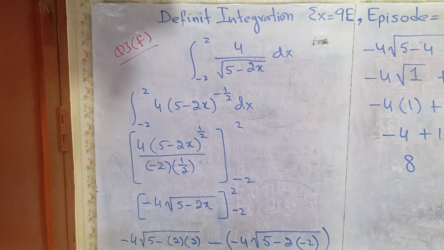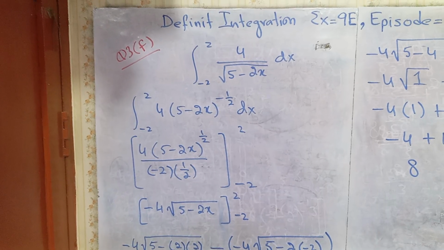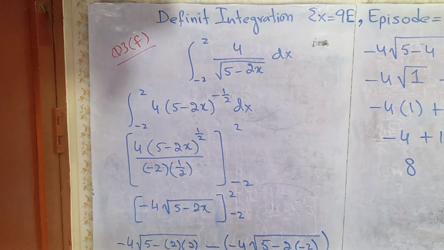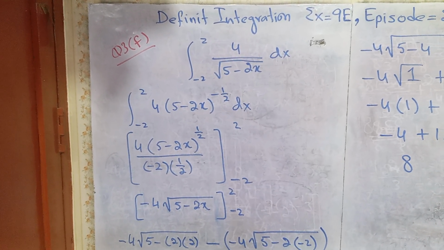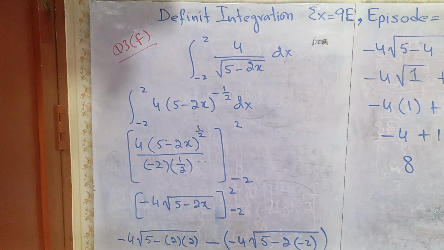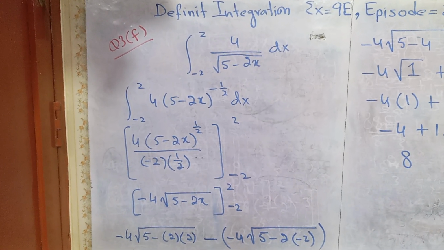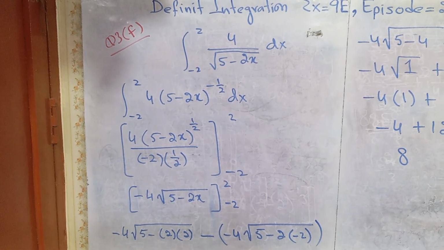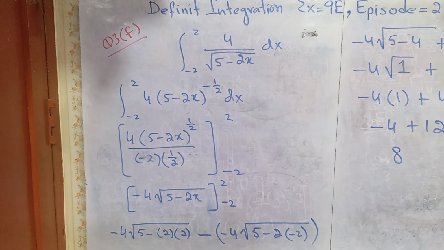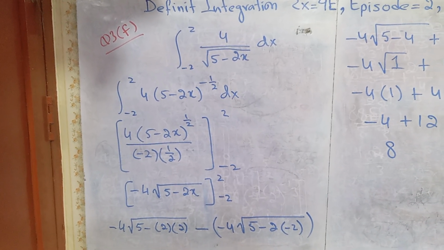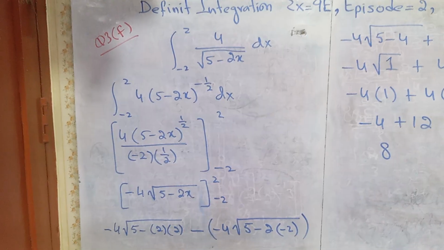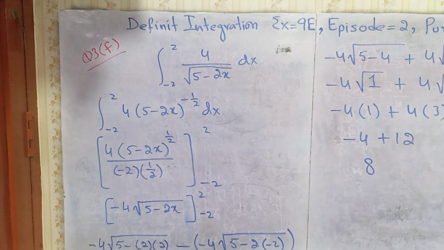With the same number I will divide, and the coefficient of x will also come in the denominator. That is the reason why in the denominator we have minus 2 and 1 by 2. That 2 and minus 2 will be cancelled with each other, and you are left with minus 4 square root of 5 minus 2x. The limits are from minus 2 to 2.